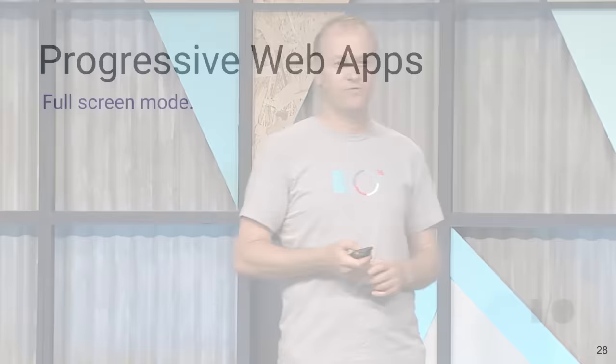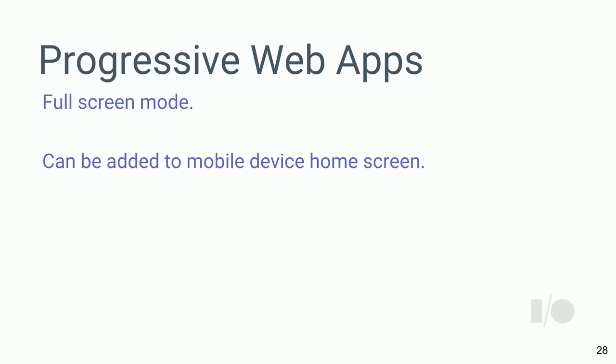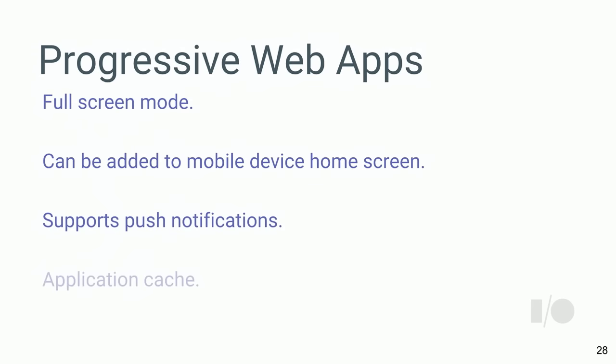So let's take a quick look at what progressive web apps are. Firstly, it supports a full screen mode for your web app. Your app can be added as an icon to the home screen, so the user can launch it directly there without using the browser directly. It supports push notifications. It has an application cache. In fact, you can cache the entire application, the framework, the data, everything, locally on the mobile device. And that's great because you can do something called offline support.